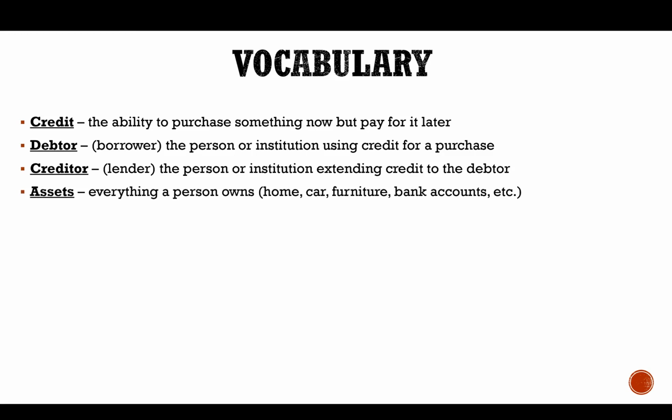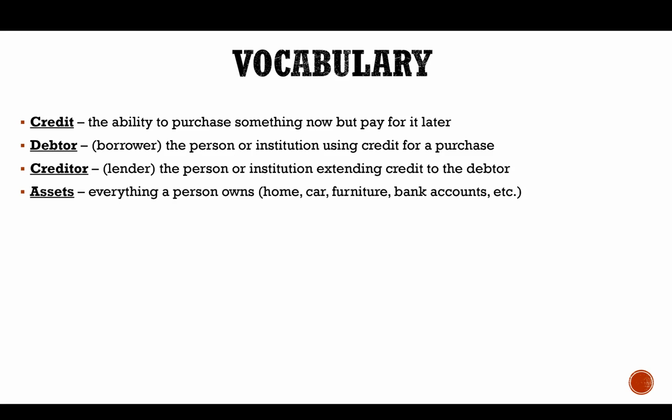All right, assets. Assets are everything that somebody owns. Anything that you own that has value is considered an asset. Typically the big assets people have are their home, their car, furniture, and bank accounts. These can be tangible things, like a car or furniture, but they can be intangible things as well, such as bank accounts.